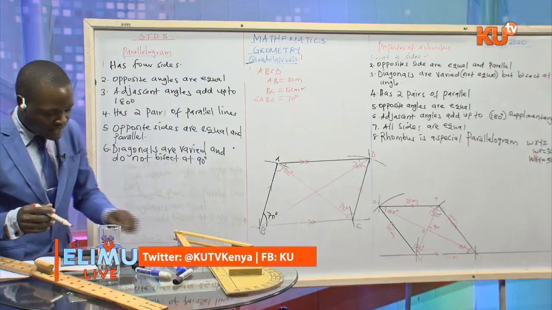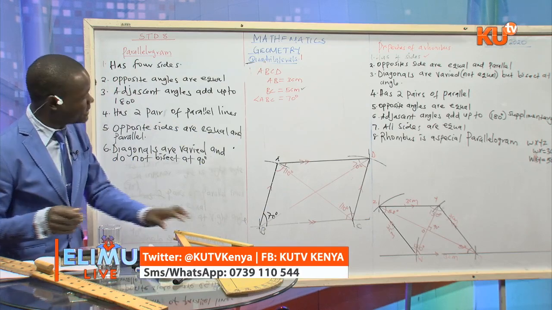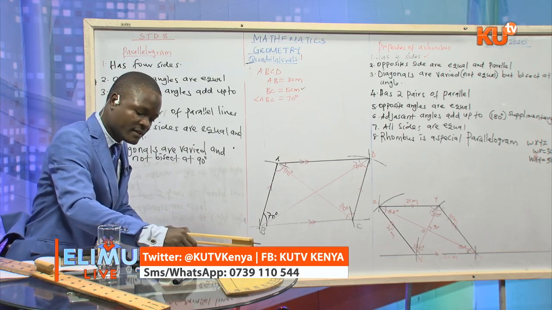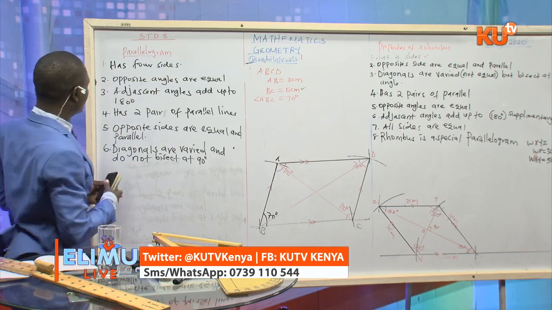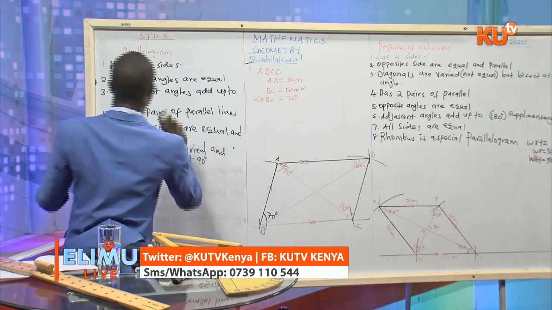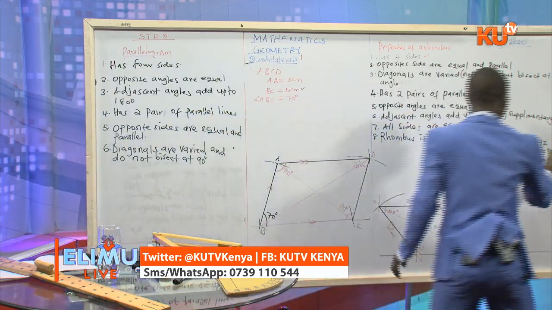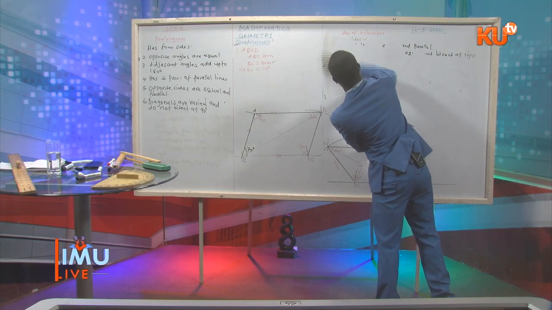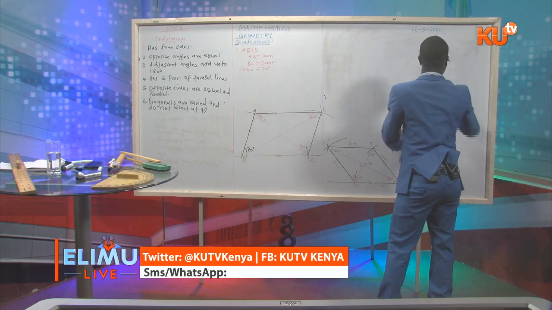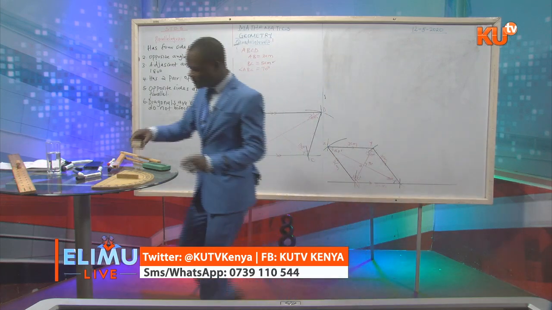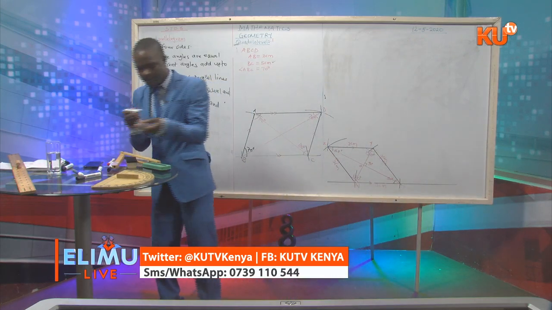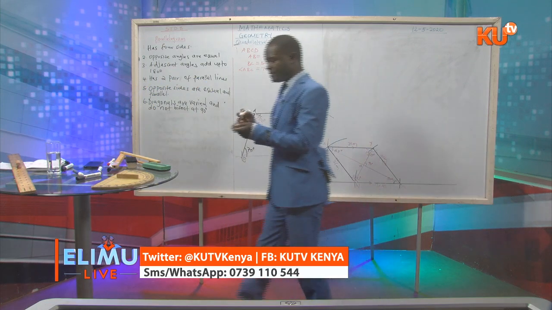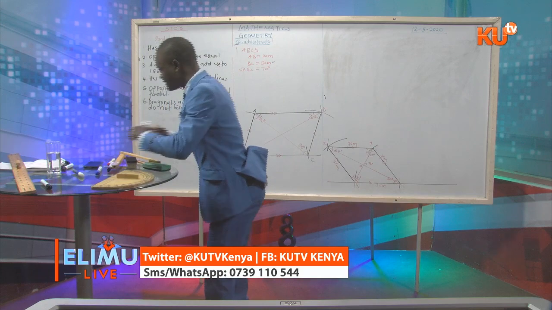And then we move to the next quadrilateral. That is rectangle. So let me use this part here. Rectangle. Now, rectangle, just like the other quadrilaterals, has four sides. Rectangle has four sides.